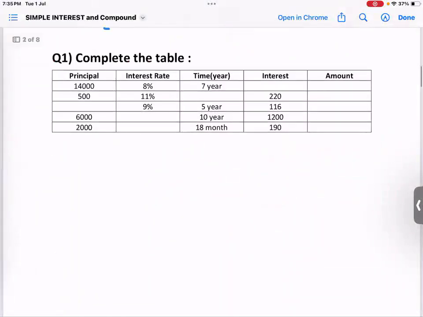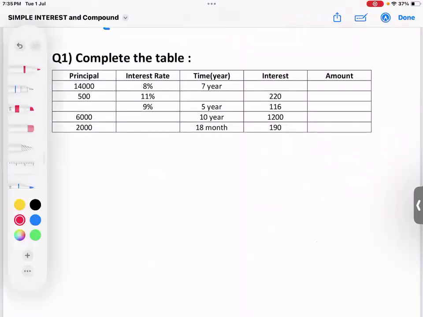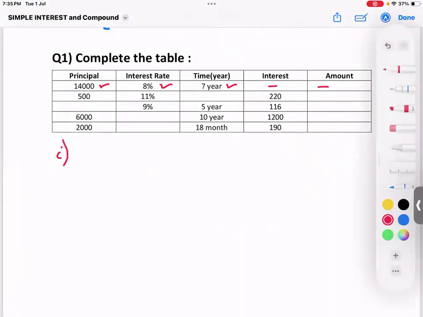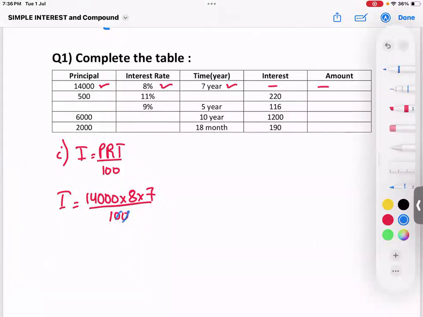Now, complete the table. In the first part we have principal amount, interest rate, and years, and we need to find out the interest and amount. In part number 1, the formula we know is interest is equal to PRT divided by 100. P is 14,000 multiplied by R is 8 times 7 divided by 100. So now we will calculate and find the interest. We will cancel out the zeros. Now 140 multiplied by 8 multiplied by 7 will give us 7,840. We got the interest value.